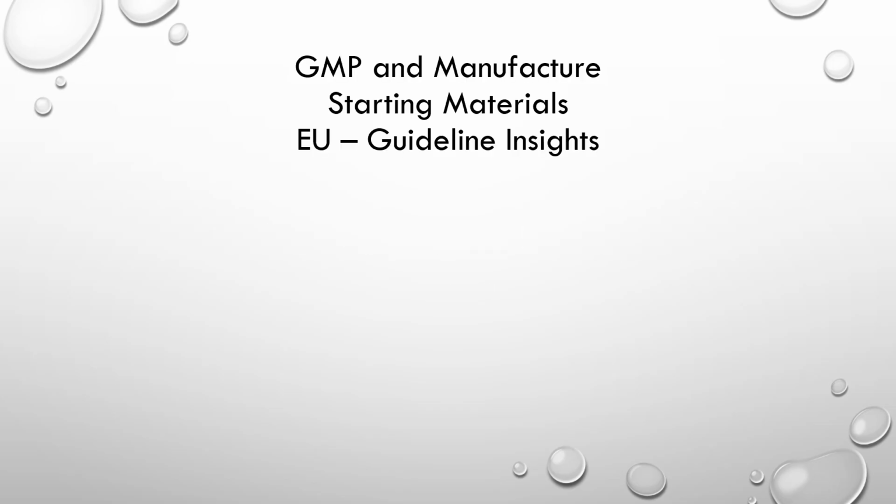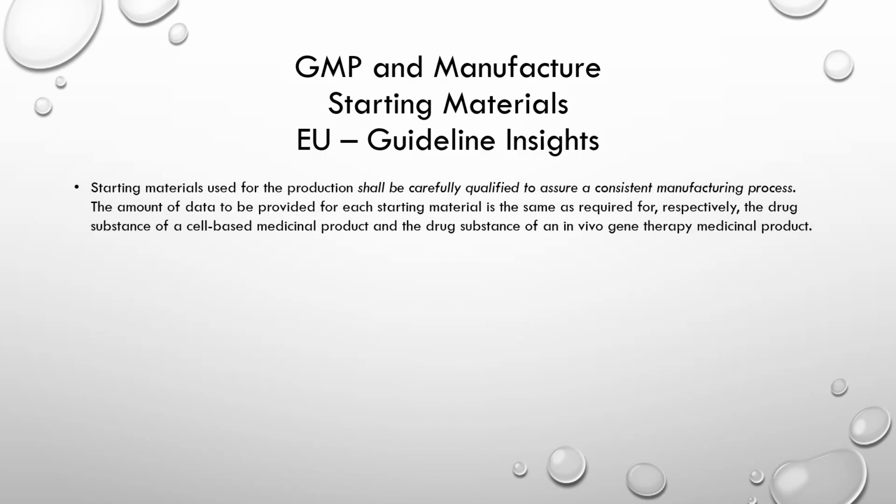So let's talk about the insights from the EU guidelines that we have to consider specifically for starting materials. Starting materials have to be carefully qualified, and the reason is you want to build in the quality of your product. You want to design quality into your product. You don't want to be testing for quality, and therefore your starting materials have to be carefully qualified and of an appropriate standard. Now, all starting materials have to be manufactured to GMP.